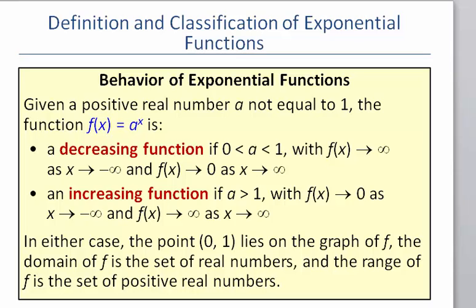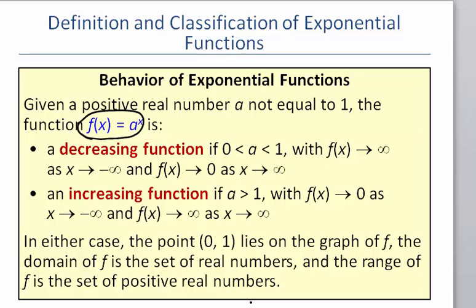Now, let's discuss the behavior of exponential functions. Given a positive real number a not equal to 1, the function f of x is equal to a to the x. If we graph this function, it is a decreasing function if a is between 0 and 1. It is an increasing function if a is greater than 1. And we'll look at some examples of this in just a second. In either case, the point (0, 1) lies on the graph. The domain is the set of all real numbers, and the range is the set of all positive real numbers.